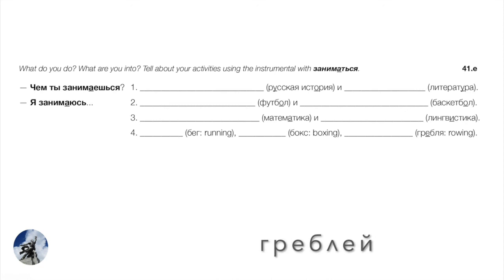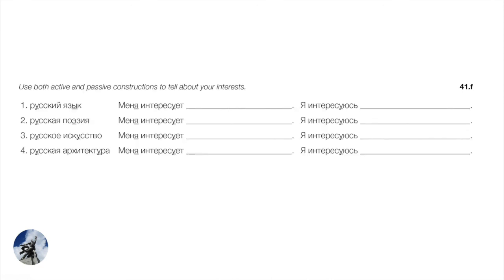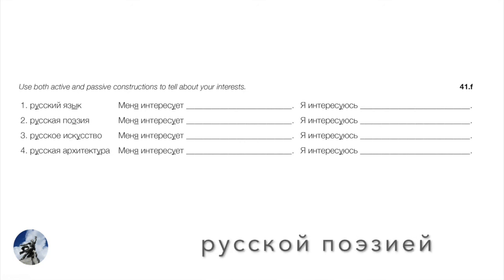Okay, let's practice the interest verb. And again, we'll say the same thing in two different ways, right? We'll say something interests me and I am interested by, right? So first column will get a nominative and second one will get an instrumental. Меня интересует русский язык. Я интересуюсь русским языком, right? Russian language interests me. I'm interested by, literally, Russian language. Меня интересует русская поэзия, right? Russian poetry interests me. Я интересуюсь русской поэзией.